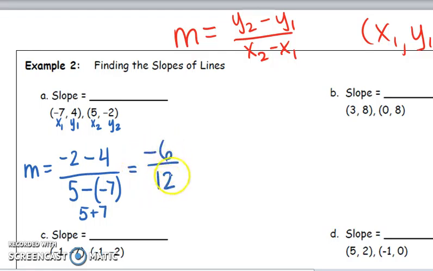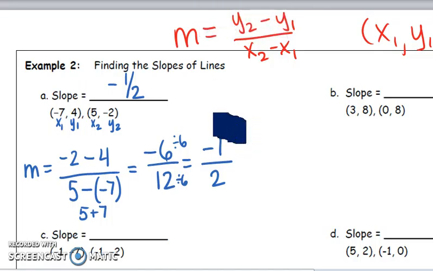Now technically I found the slope, but I can reduce this, so I'm going to. If I divide 6 by 6, I get negative 1, and when I divide 12 by 6, I get 2. So the final reduced slope between these 2 points is going to be negative 1/2, and that is my final answer. Okay, and like I said, for the rest of this example, I'm going to save that for you to try on your own.